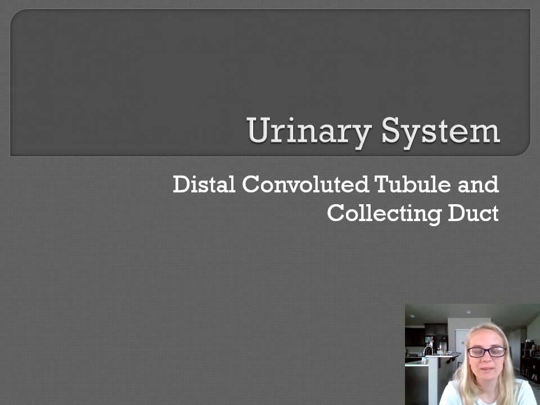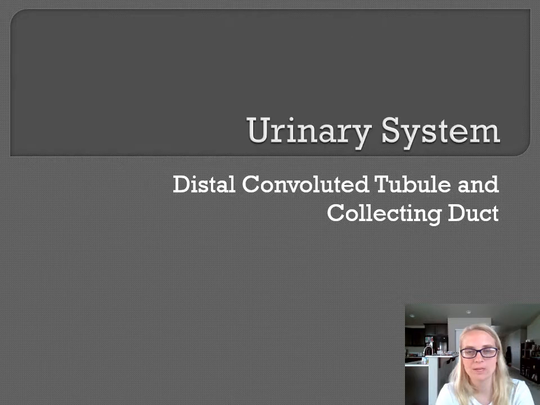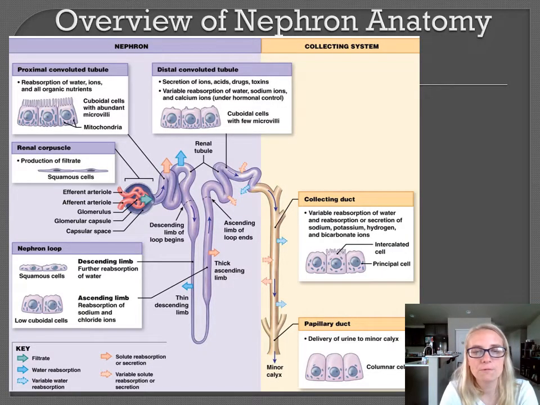All right, welcome back. Here we are on our last leg of our nephron journey here. We're going to take a look at the distal convoluted tubule and collecting duct. Simultaneously, they have some very similar processes and things that they reabsorb and secrete as the tubular fluid is making its way down towards the end of the line here. So again, here's our overview picture.